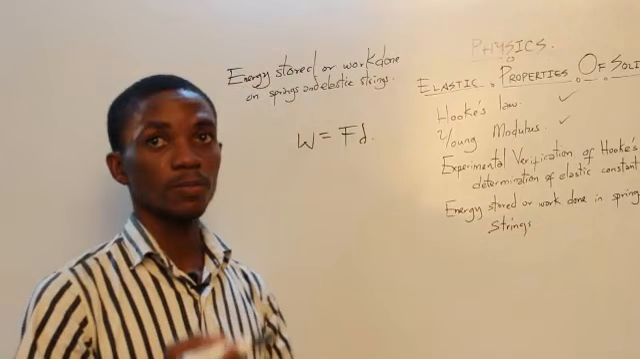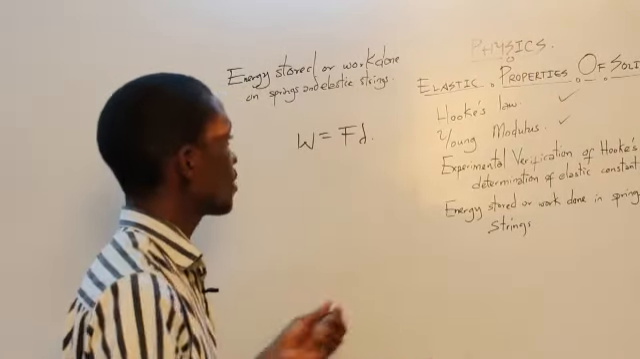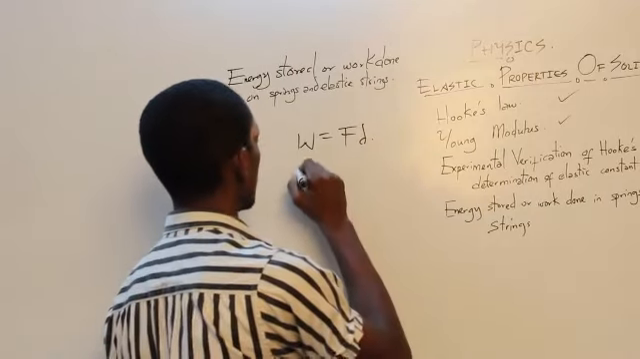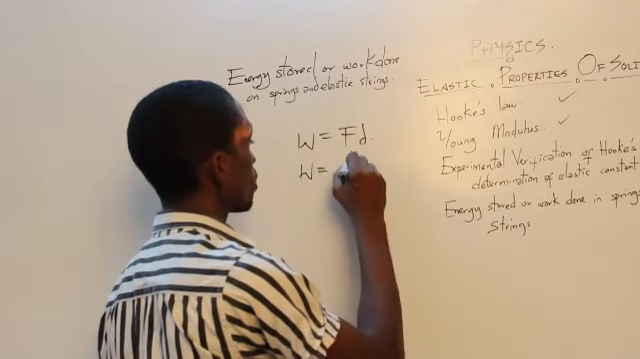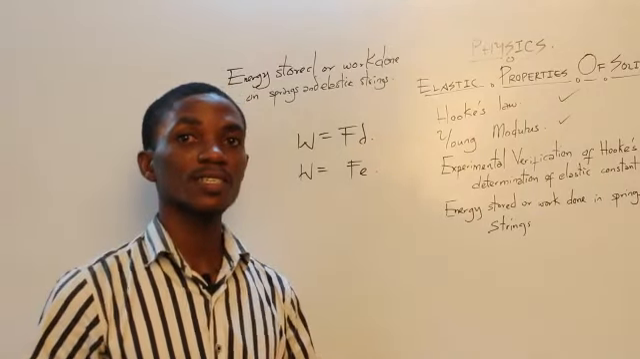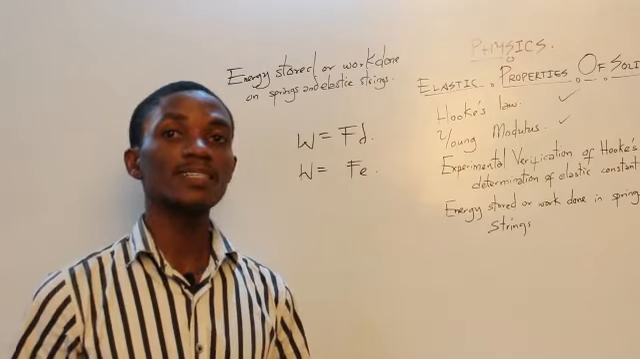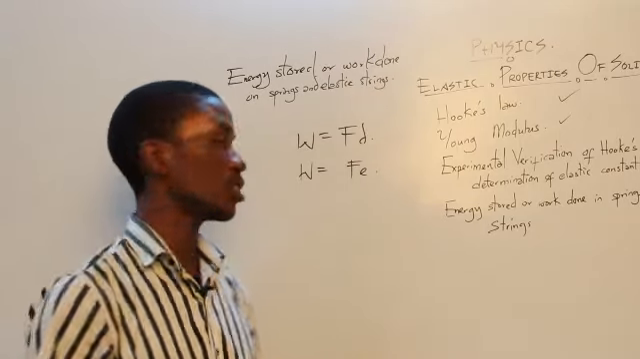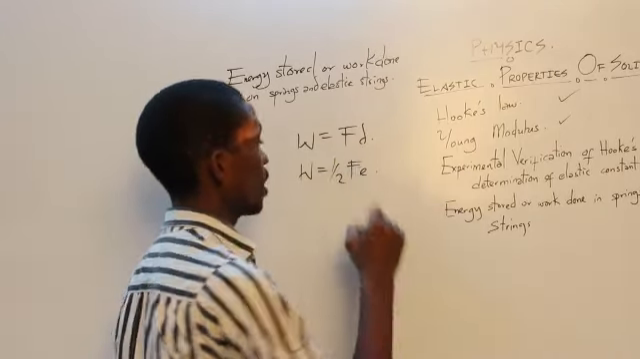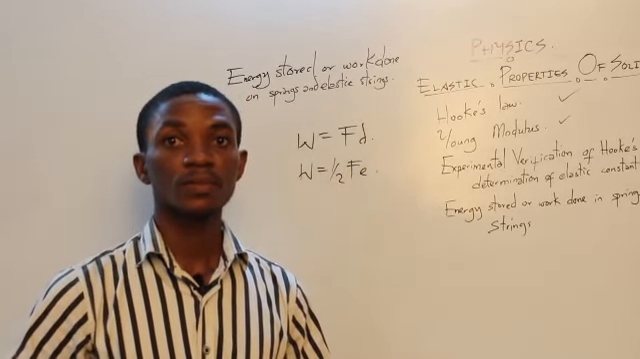That's force multiplied by the distance in which the force moves. So the same thing applies here. W is also equal to F times e. Only a slight difference: the F here is an average force, but here there is no initial force, which ends up with half Fe.